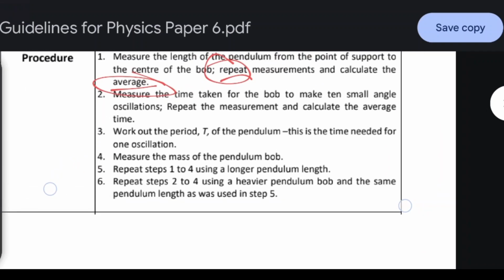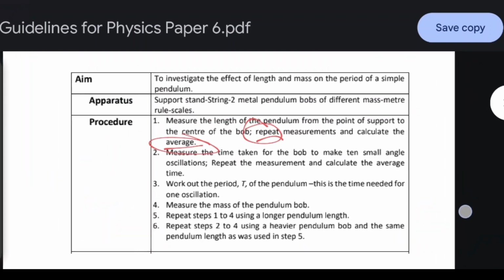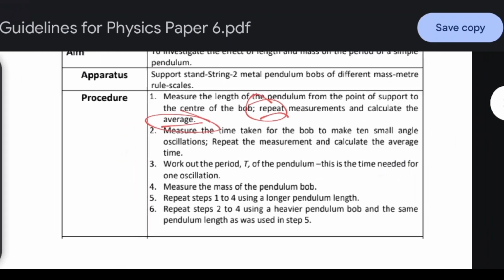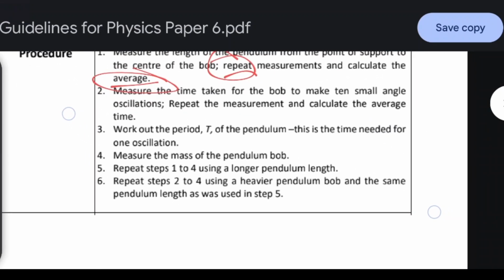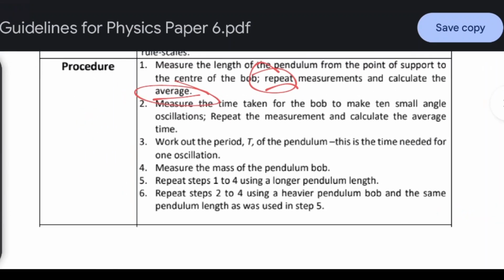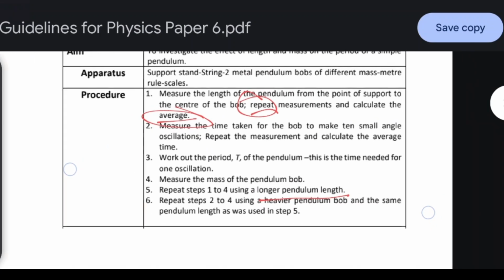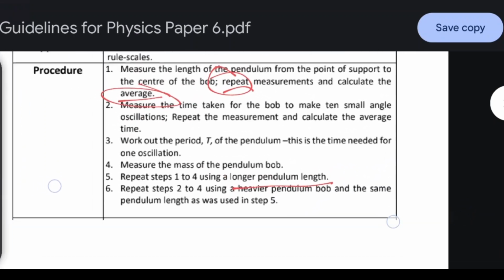Measure the mass of the pendulum bob. So first you measured the length of the bob. Now you measure the mass of the pendulum bob, and you repeat steps 1 to 4 with a longer length. When you're changing the length, you will keep the mass constant. I think we have done this question before in our previous video. That's fine. Let's just do it.